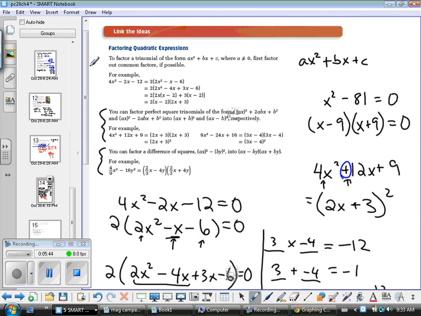This function will cross the x-axis at 9 and negative 9. And this one, actually, it's just going to touch it, right? It doesn't cross it because it doesn't have two different intercepts. It only has one, so it must just be touching it. It's going to do that, I'll just finish this, when x equals negative 3 halves. All right, so that's why we do this in factored form. We're just going to look at factoring and how that relates to our graphs. That's what happens in this section.